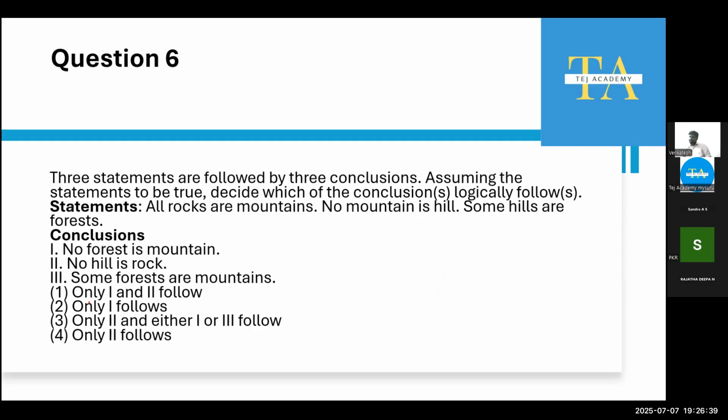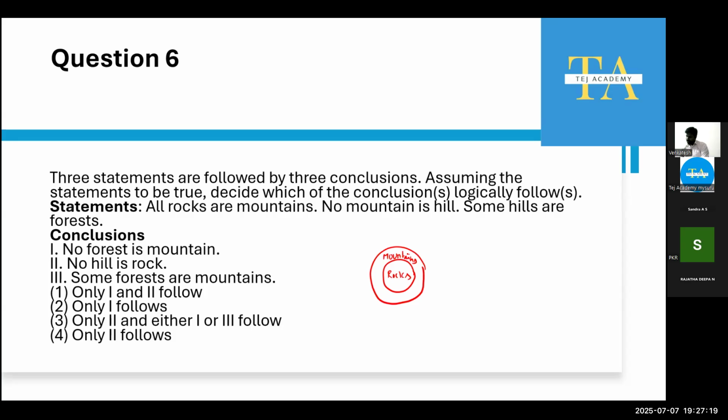Three statements are followed by three conclusions. Assuming the statements to be true, decide which of the conclusions logically follows. Statements: all rocks are mountains, no mountain is hill, some hills are forest. So let me draw the Venn diagram. These are the rocks. All rocks are mountains, so these are the mountains. Some mountains are rocks also.